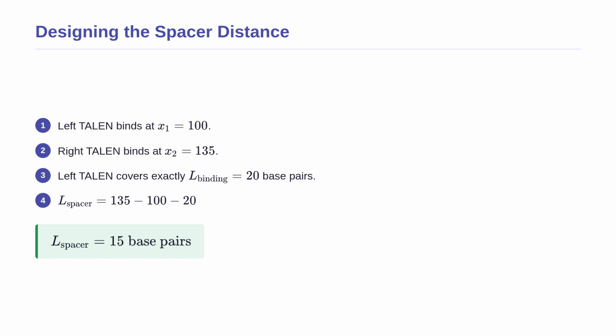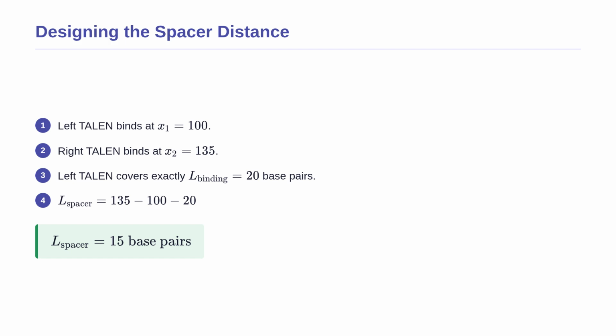Let us put this spatial geometry into practice with an example. Suppose the left TALEN binds at position 100 on the DNA strand, and the right TALEN binds at position 135. We will assume the left TALEN covers exactly 20 base pairs. We need to determine if the spacing between them is optimal. We set up our equation and substitute our values. 135 minus 100 minus 20. This gives us a spacer length of exactly 15 base pairs.